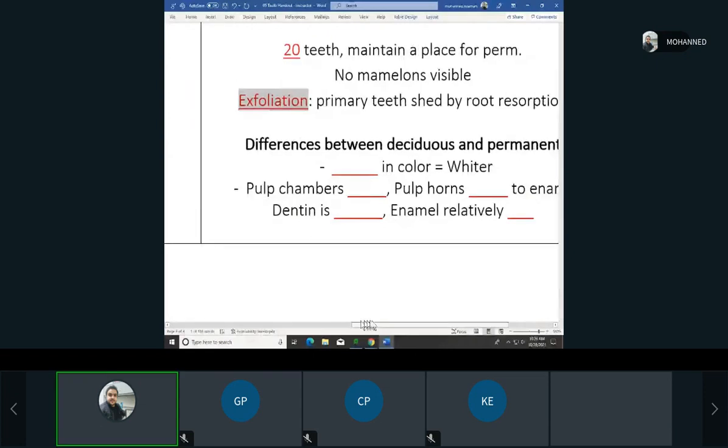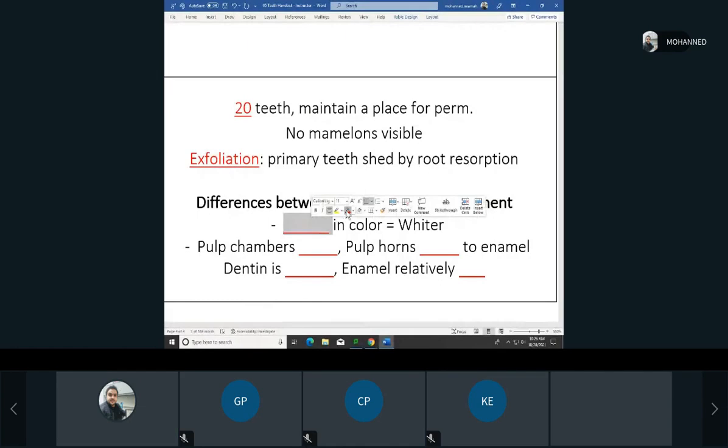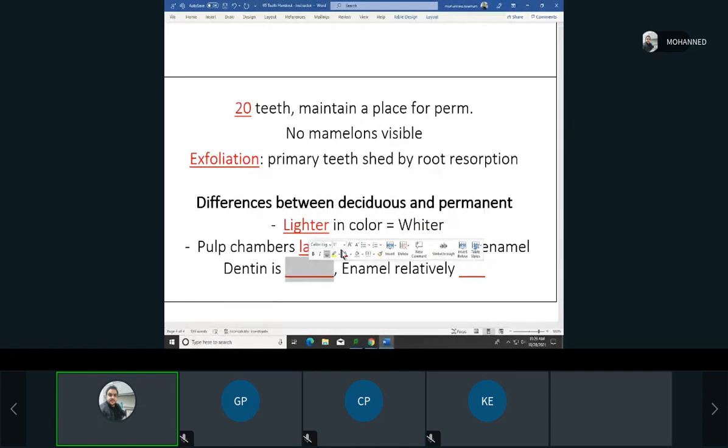Some differences between the deciduous and permanent: they are whiter, which means lighter in color. Pulp chambers are bigger or larger, which means the pulp horns will be closer to the enamel. And the dentin is thinner and the enamel is relatively thin.